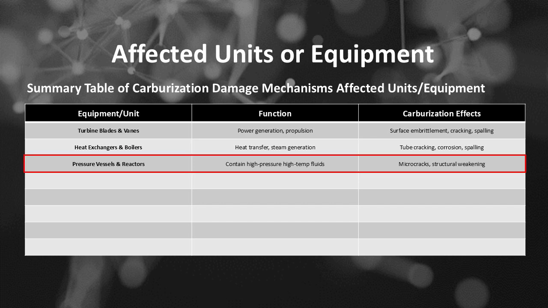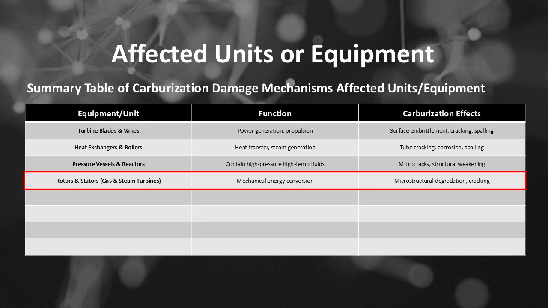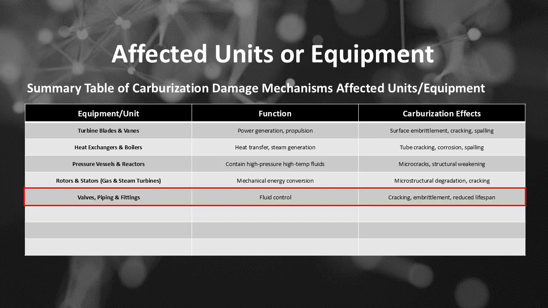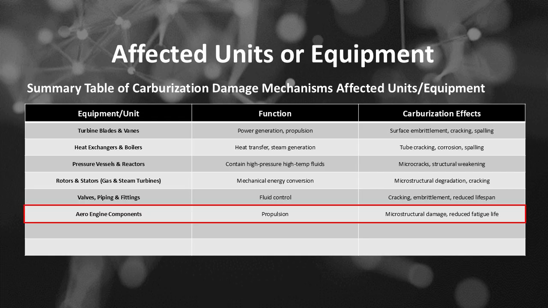If the equipment or unit is pressure vessels and reactors, then the function is to contain high-pressure, high-temperature fluids, and the effects are microcracks and structural weakening. If it is rotors and stators in gas and steam turbines, then the function is mechanical energy conversion, and the effects are microstructural degradation and cracking. If it is valves, piping, and fittings, then the function is fluid control, and the effects are cracking, embrittlement, and reduced lifespan. If it is aero engine components, then the function is propulsion, and the effects are microstructural damage and reduced fatigue life.